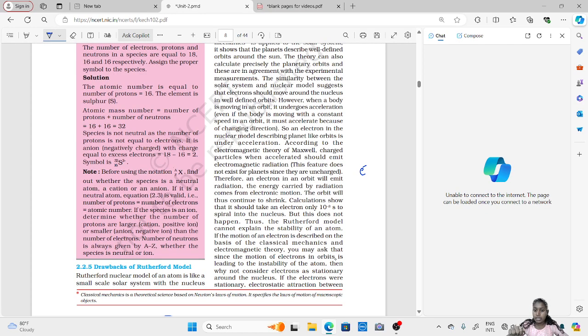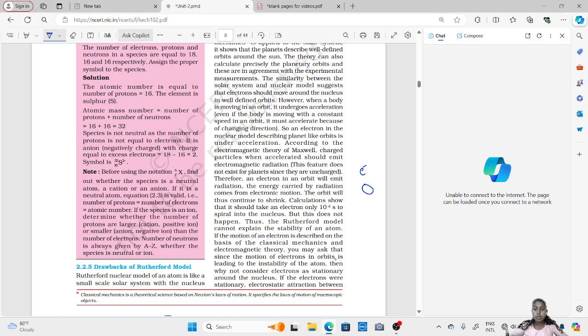The energy carried by the radiation comes from the electronic motion. So if Rutherford's model is correct, then according to Maxwell's theory, the electrons should emit radiation, and the orbit will thus continue to shrink. If it starts emitting radiation, the orbit will shrink, it won't remain. Like planets, which have well-defined orbits, they will move in that orbit only. It won't shrink, it won't expand, it will be like that only. But in the case of electrons, it is not possible because electrons are charged. They will start emitting radiation, due to which the orbit will shrink.